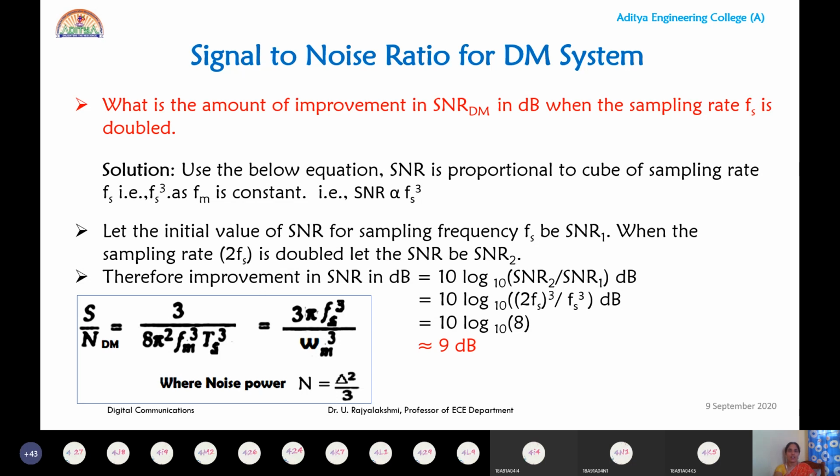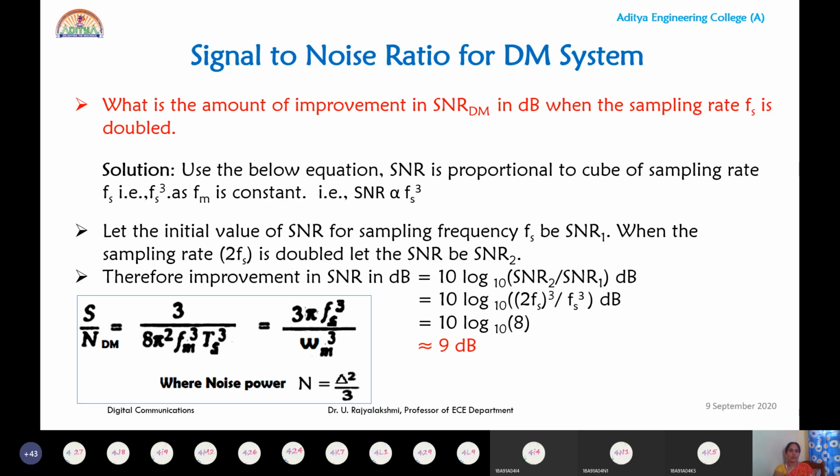So what can be the change in SNR? Let the initial SNR be SNR1, and once the sampling rate Fs is doubled, let us take the SNR as SNR2. The improvement in SNR is (2 Fs) whole cube divided by Fs cube, because SNR is only proportional to Fs cube and the other things are constant. So we can say it is 10 log 8, and the value of 10 log 8 is 9 dB. So 2 cube is 8, Fs cube gets cancelled, and you get 10 log 8, which is approximately 9 decibels. So when Fs is doubled, SNR will increase by 9 dB.